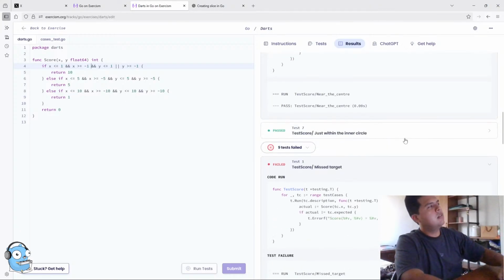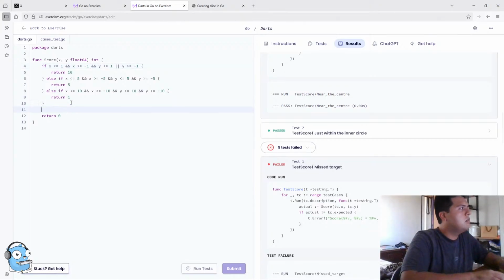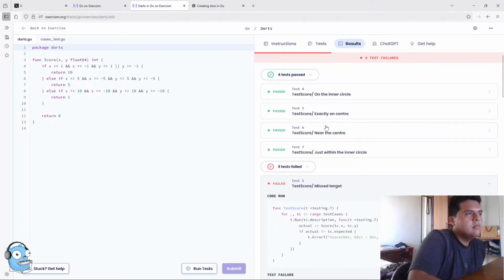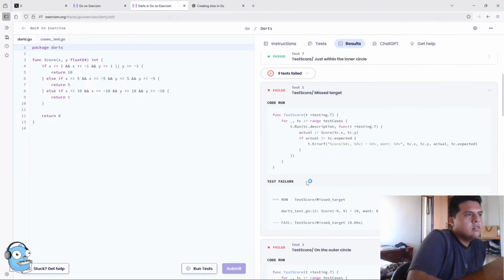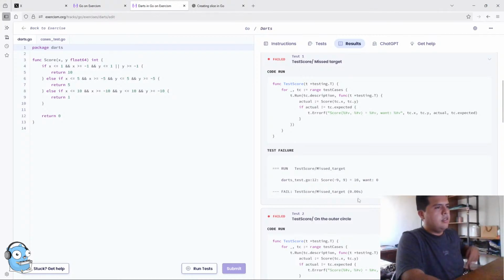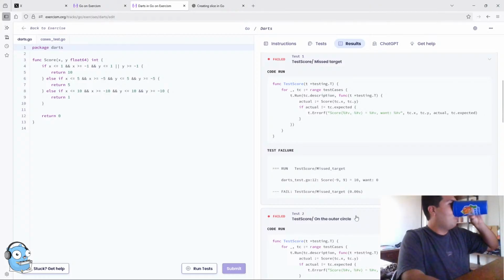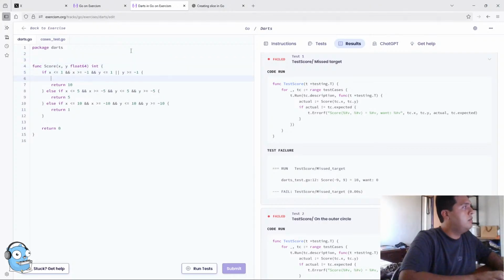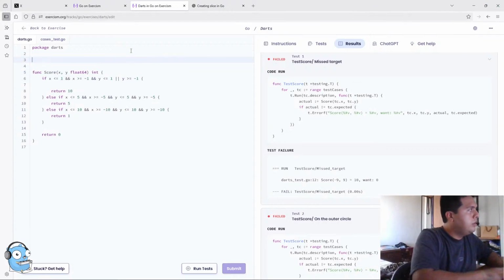Okay, -9 and 9, percent 1 to 0. I will use the fmt library, fmt print 10.